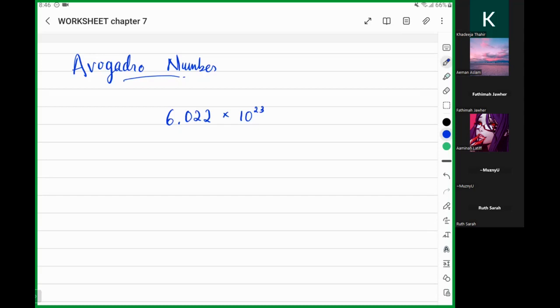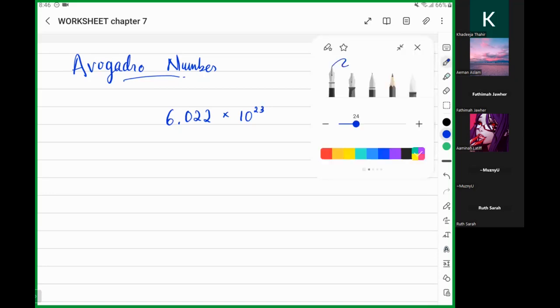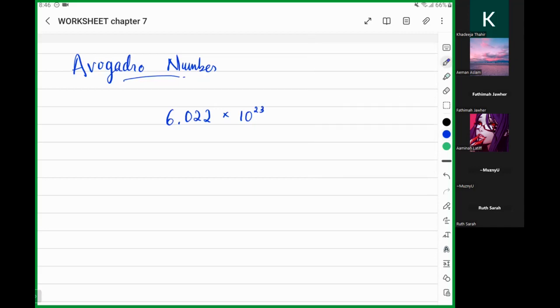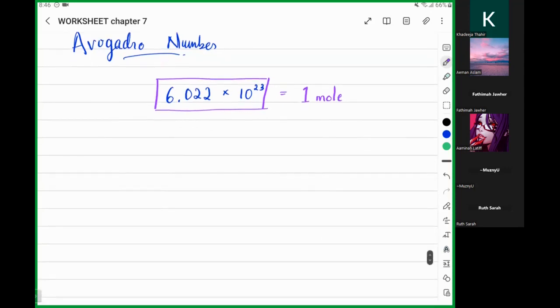Now I'm going to explain what discovery Avogadro made and what its connection is to this. I won't go directly to what he discovered. First, I'll tell you what a mole is. In chemistry, any substance, if you take this much, is known as 1 mole. So 1 mole is Avogadro number of substances.